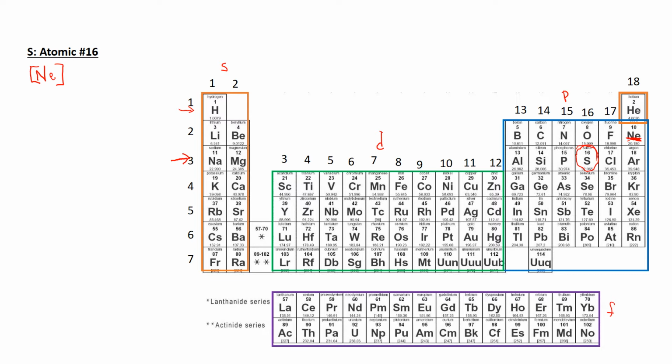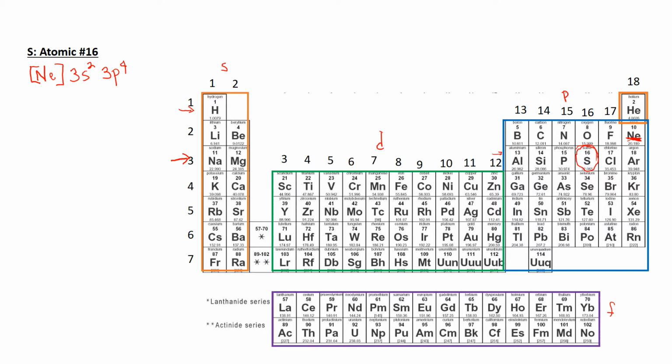And we go across it and fill in everything above neon. So we start at 3s, and we have to go through both of those columns. So that's 3s2. We continue with the third row over in the 3p block. That's where it picks up again. And sulfur is the fourth element in that p block. So that is 3p4. And that's my noble gas shorthand for sulfur.